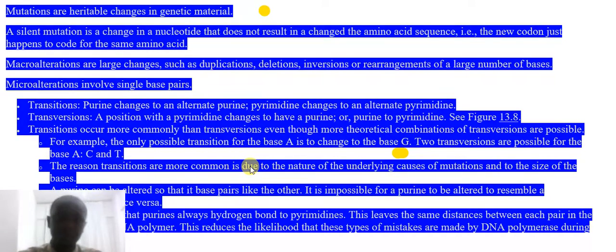To begin with, mutation being heritable means that if it occurs in one organism, it can be transferred to the other generation. It has a heritable genetic character. So it's something that can be passed from generation to generation at a very slow rate.